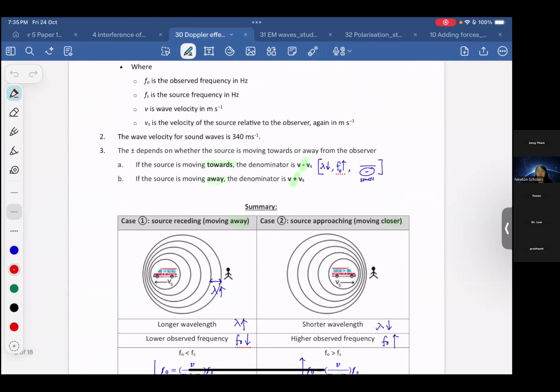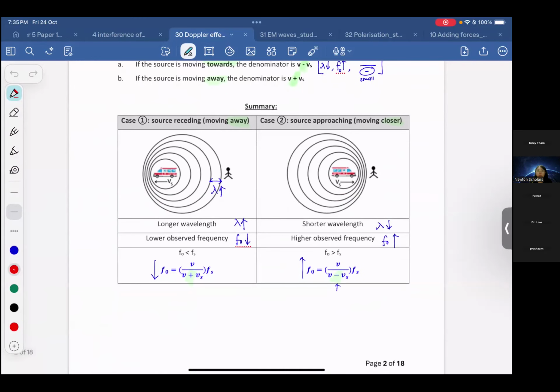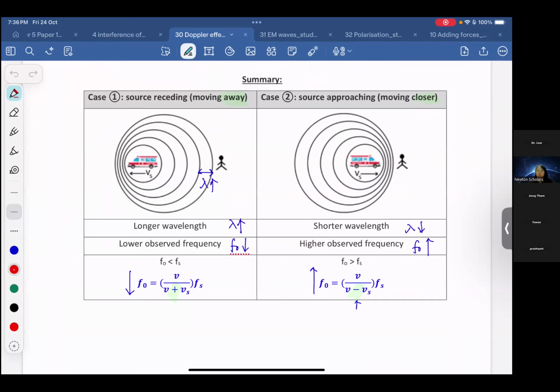The Doppler effect is that the frequency we observe will be changed. Why is it changed? When the source is moving towards or away from us. We are the observer. We observe the frequency, and the observed frequency will be changed because the source is moving away or towards us. So this effect is called the Doppler effect.